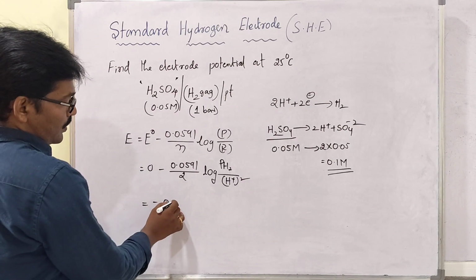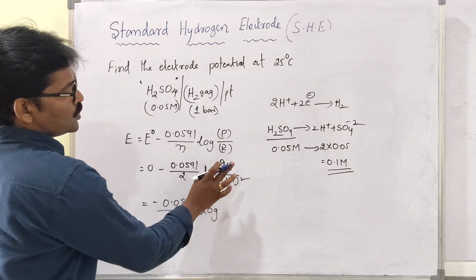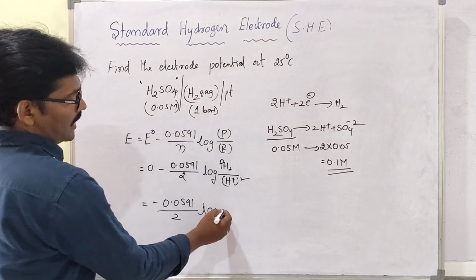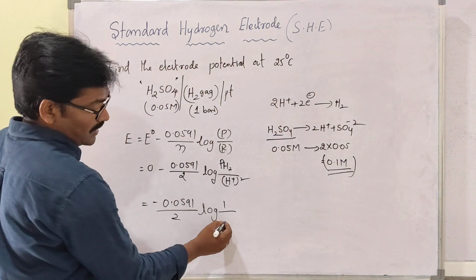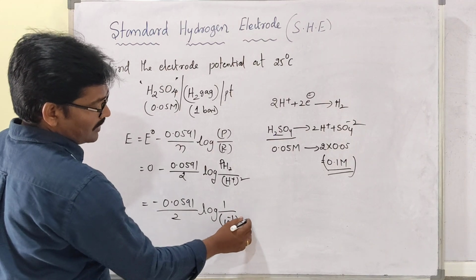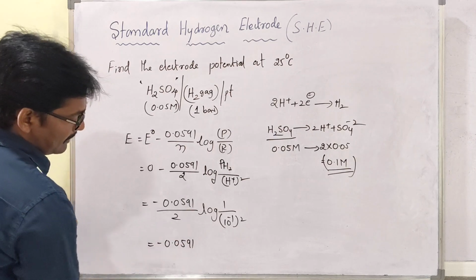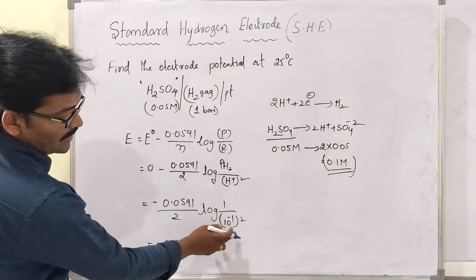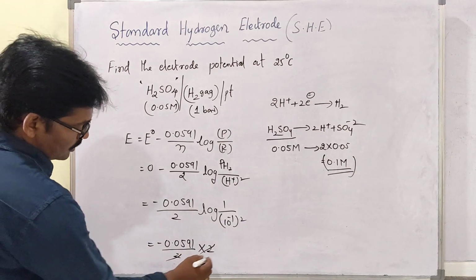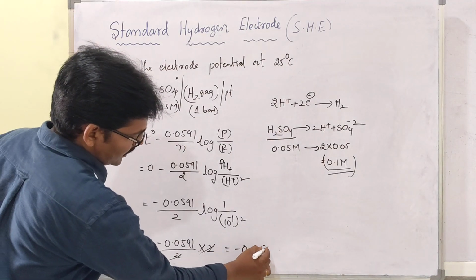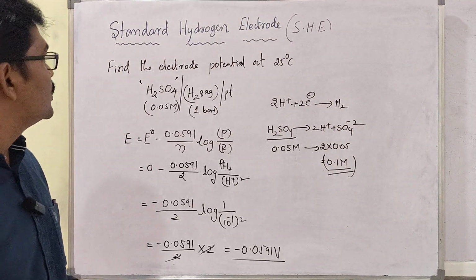Then minus 0.0591 divided by 2 log, look, H2 pressure 1 bar, I told you, divided by H plus ion concentration, how much? 0.1, that is 10 to the power of minus 1, whole square, 10 to the power of minus 2, right? Then minus 0.0591 divided by 2, then when it goes up, 2 into log 10 value is 1, then the 2 cancels, then minus 0.0591 is the answer. Understand, my dear students? Yes, note it. One more question we'll see.